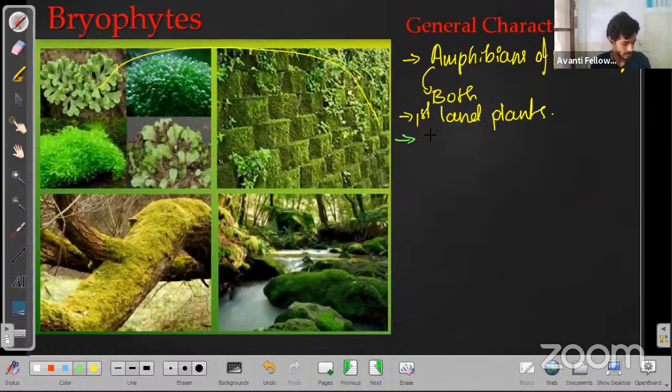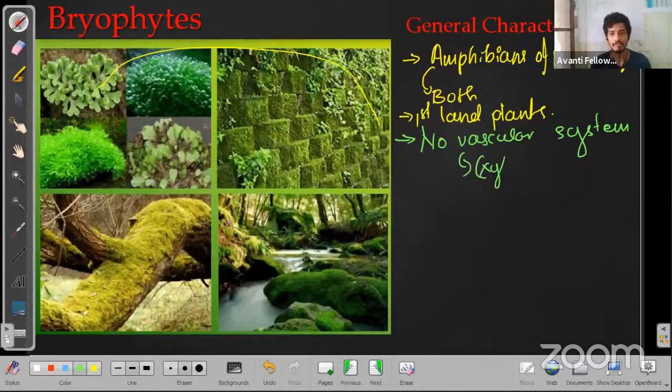I can simply say in this manner, no vascular system. What's the meaning of vascular system then? Vascular system means xylem and phloem. There are no xylem and phloem present. Remember, this is very important.